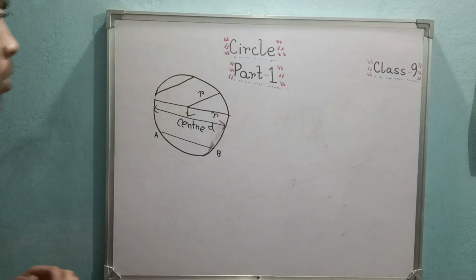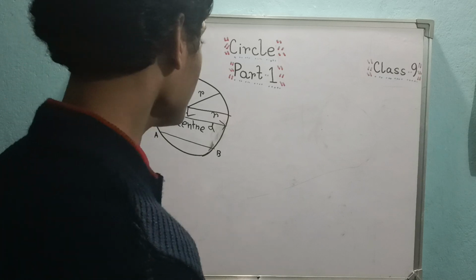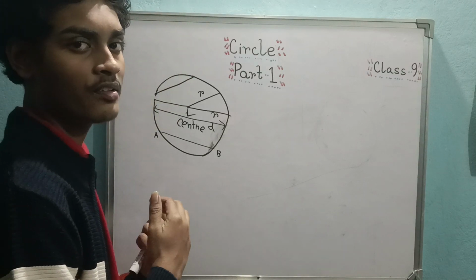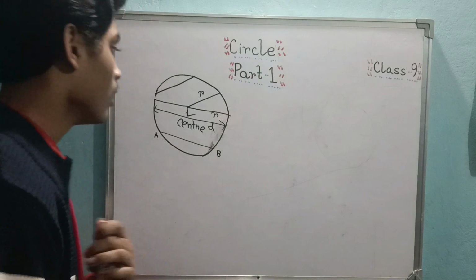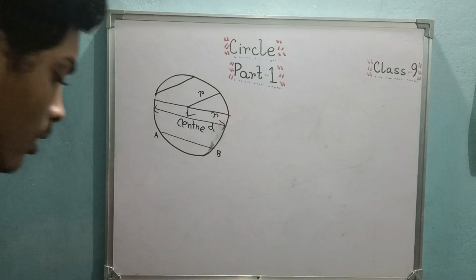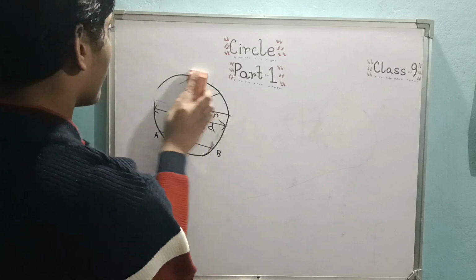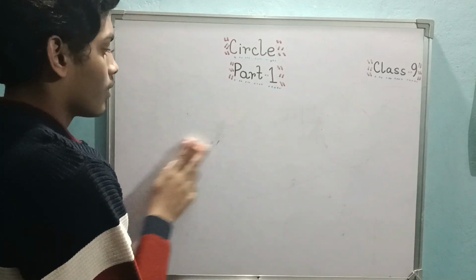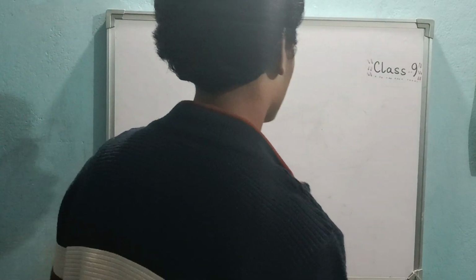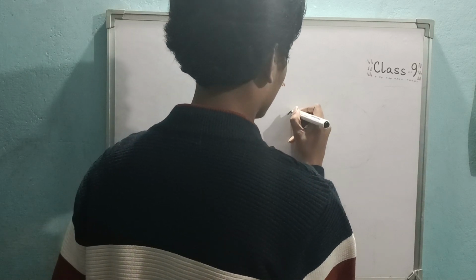So today our main concern is about radius, center and chord only, if I am not wrong. Diameter we all know. Diameter is twice of radius, okay? So let me just draw a nice circle. I can't draw a good circle, I know. How to draw it like this?